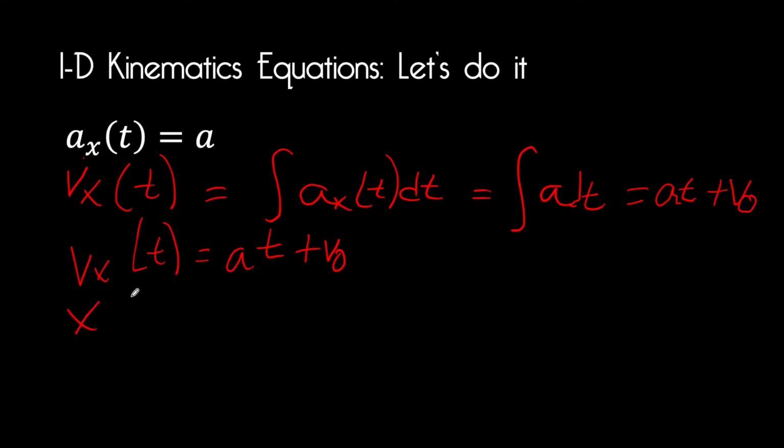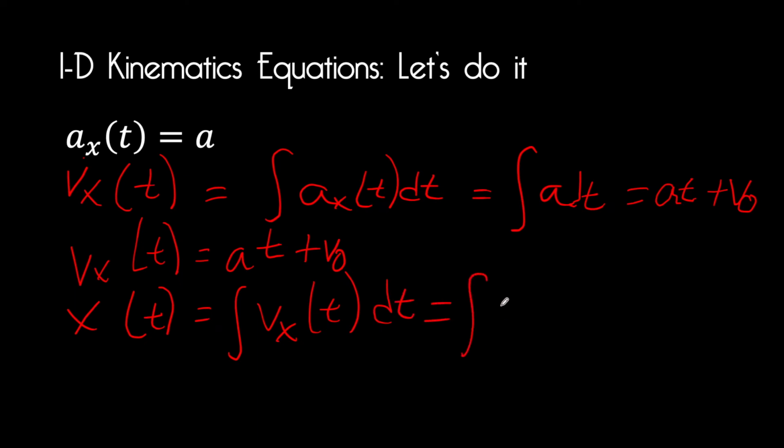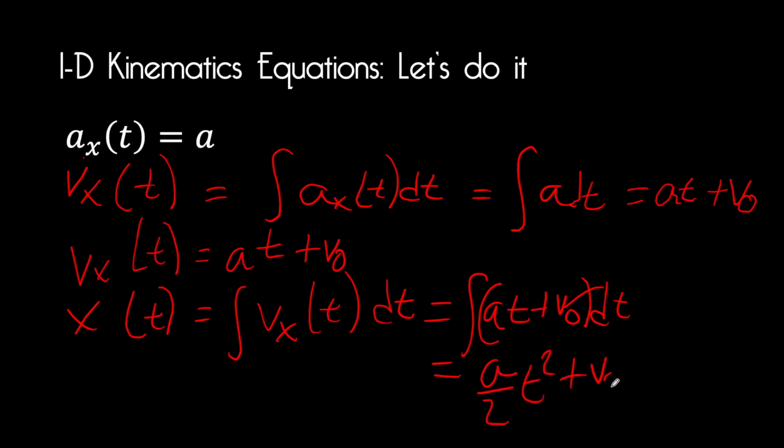So now I say x as a function of t is the integral of vx as a function of t with respect to t, which is the integral of at plus v naught, all of that dt, which is in turn a over 2 t squared plus v naught times t, plus again some constant, which we'll call x0. We remember that it's a constant that has the units of position. And here again we have x of t, just like we did before.